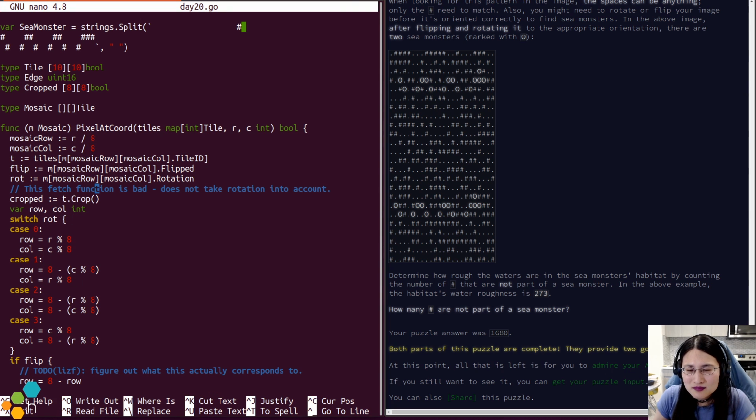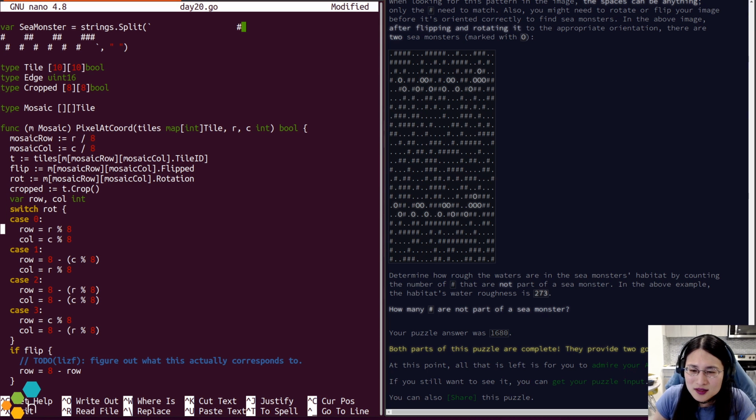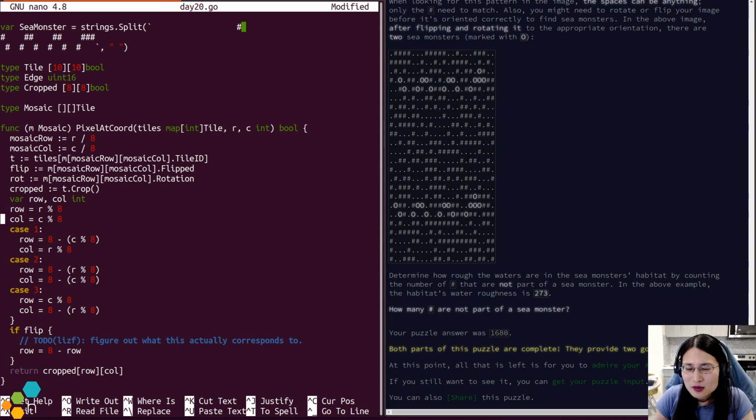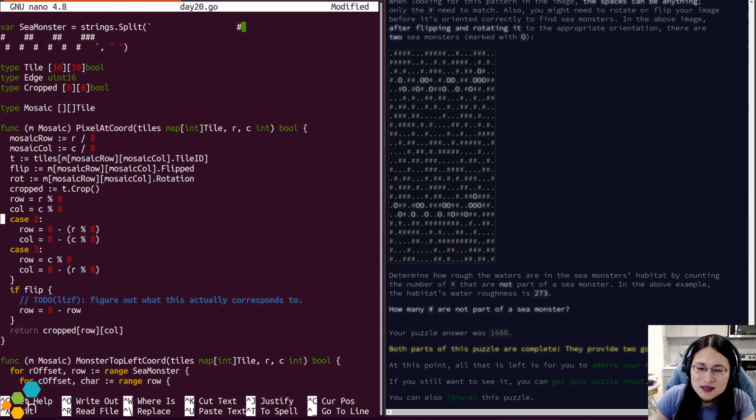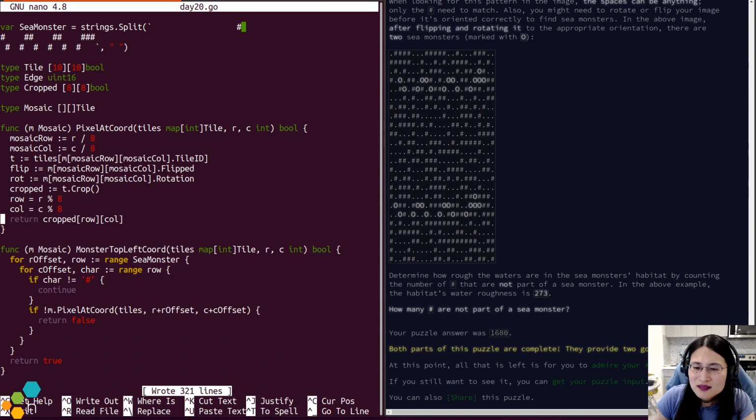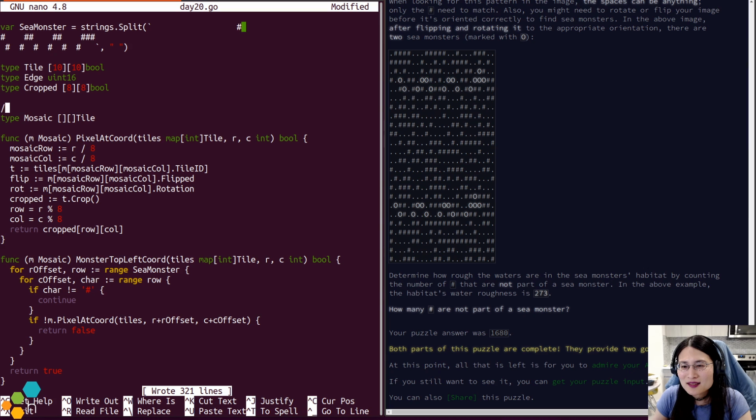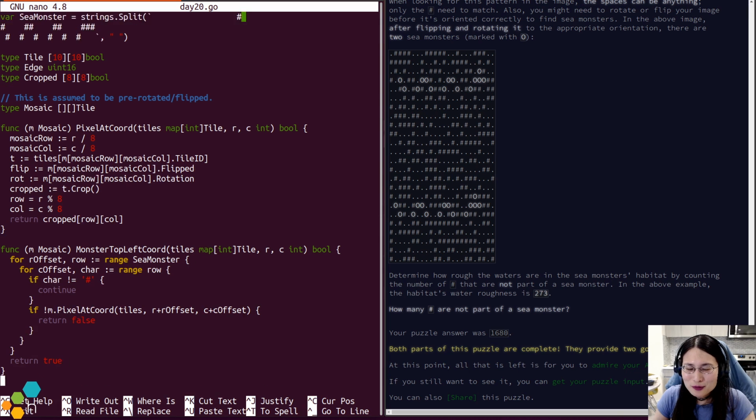So this is just really, really straightforward now, because now I can always assume that I already have a pre-rotated mosaic. So that simplifies that and lets me delete a bunch of code, which feels pretty good.